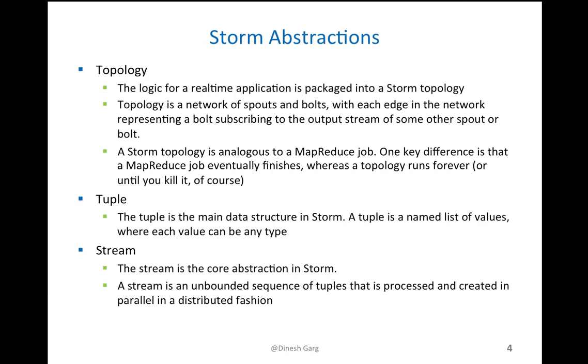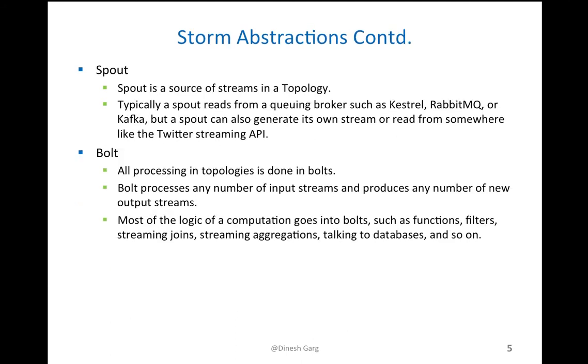So the tuple is the main data structure in Storm. It's the basic data structure. It's basically a list of values where each value may be of any type. What is stream? A stream is a core abstraction again in Storm, and it's nothing but unbounded sequence of tuples that is processed and created in parallel in a distributed fashion across the bolts and the spouts.